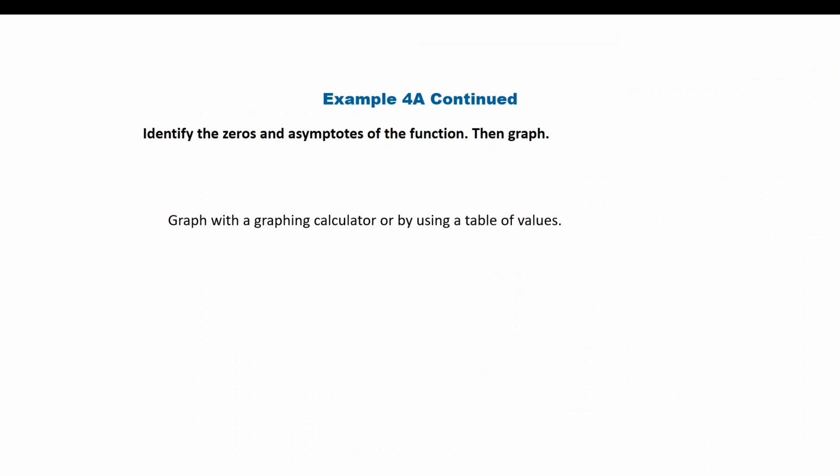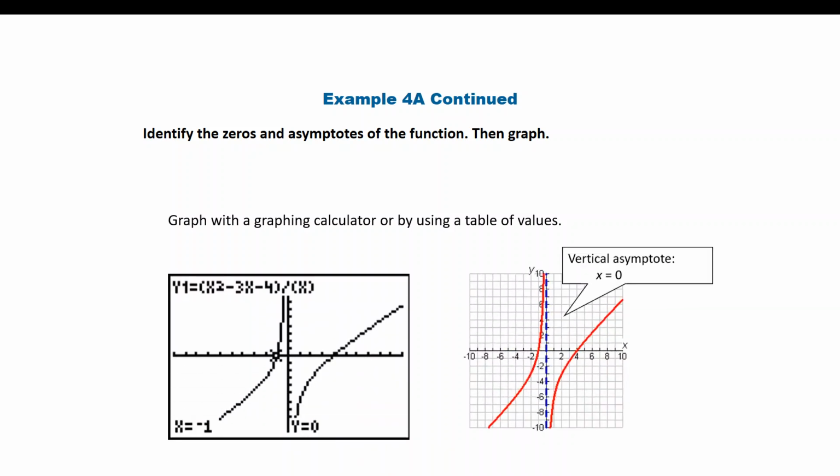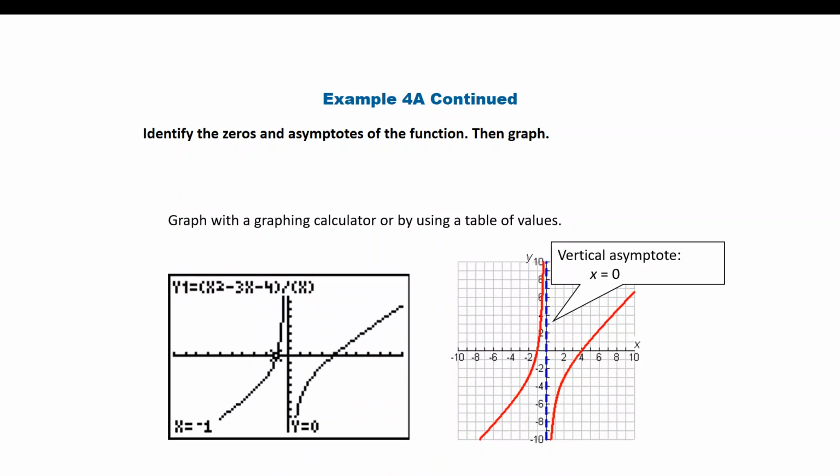In this same example, we're going to take a look at the graph with the calculator and using the table of values. When you put your function into your calculator, you could put it into the y equals screen, and you will see that there's actually a vertical asymptote at x equals 0, just like we predicted.